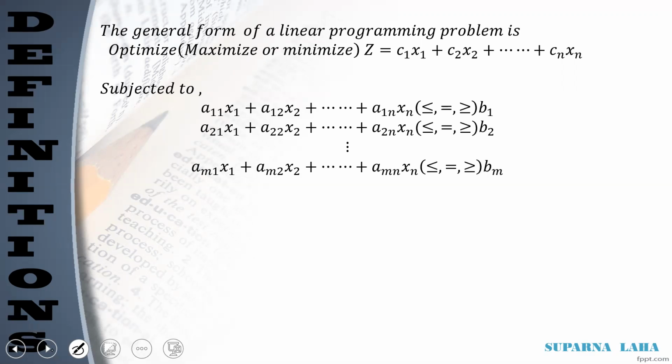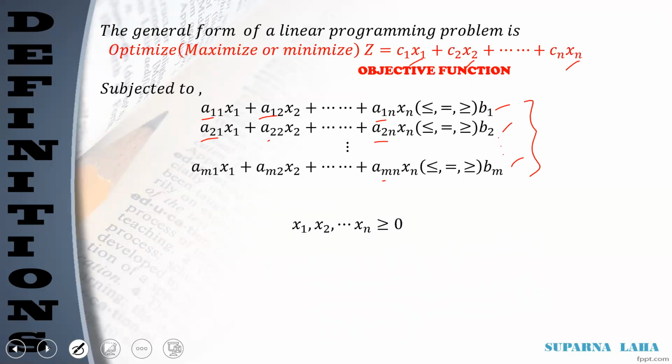where a11, a12, up to a1n, up to am1, am2, amn, these are all constants. Okay, and b1, b2, up to bm are all constants, and the variables are x1, x2, x3, up to xn. So these are the restrictions, and definitely there is the non-negativity condition, that is, x1, x2 up to xn, all variables are non-negative. So this function z is called the objective function.